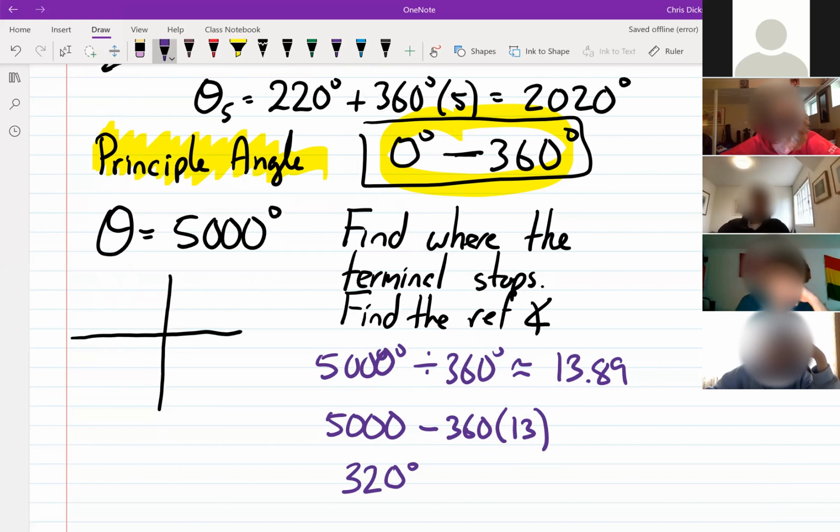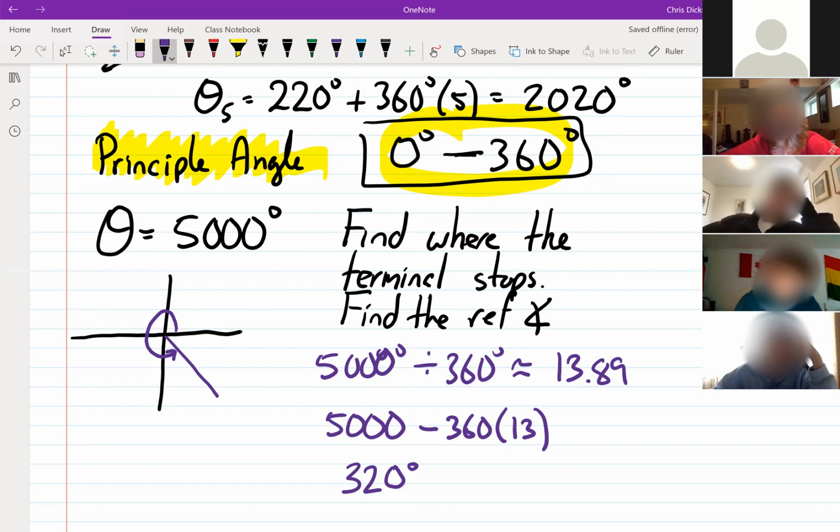So Kyle, Peter, David, or Jessica, fingers up. Which quadrant is 320 in? 4. Okay, quadrant 4. Good. So quadrant 4 here, somewhere over there. Now, if I draw that picture, I just drew 320, not 5,000. But the question didn't ask me to draw 5,000, because I'd have to go around 13 times. All it wanted was to find where the terminal arm is. So that's quadrant 4. You guys already answered that.